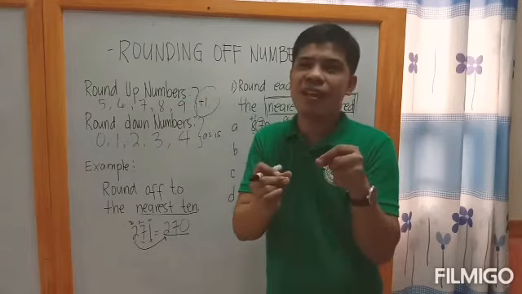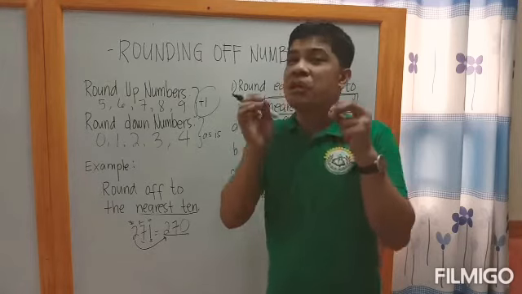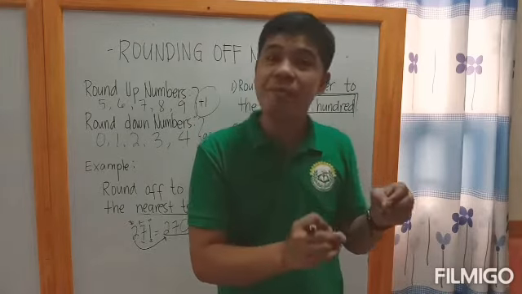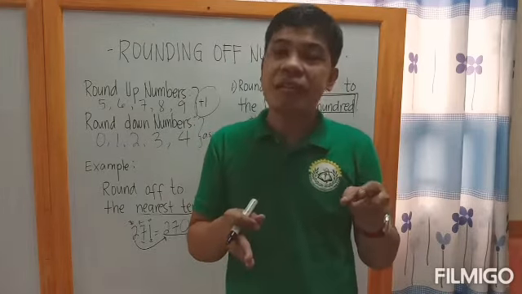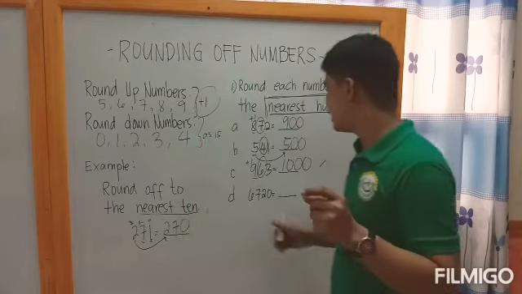Then after that, if that is round up or round down, you have to add 1 or keep it as is. Then whatever number that one, round up or round down, do the same. The nearest numbers will still be turned into zeros. Okay, so let's proceed to the next number.